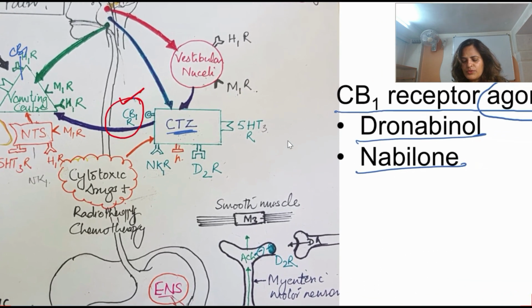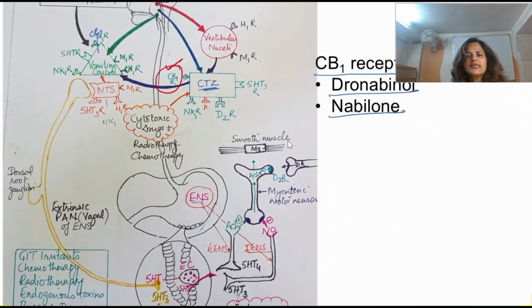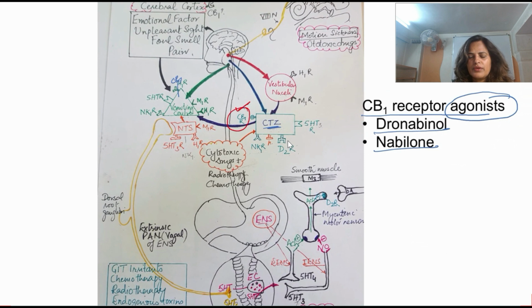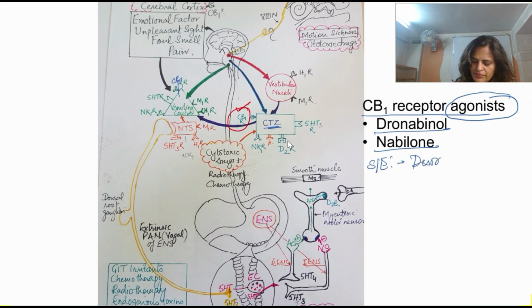Now where are they used? They are also used against cancer chemotherapy induced vomiting when the person is not showing response to any other drug. What are the side effects with this drug? There are a few limitations with this drug. It is going to cause disorientation, then hallucination, then CNS sympathomimetic effect. The person feels very high, experiences a high.